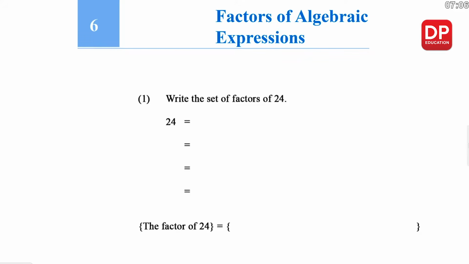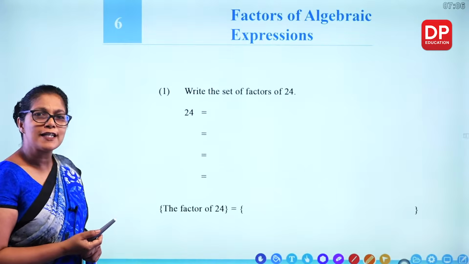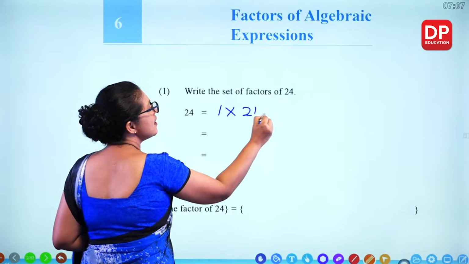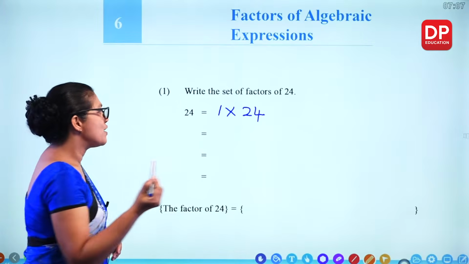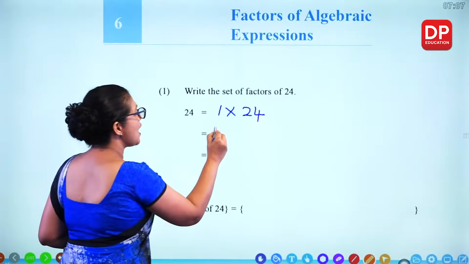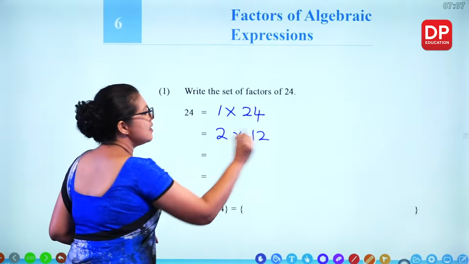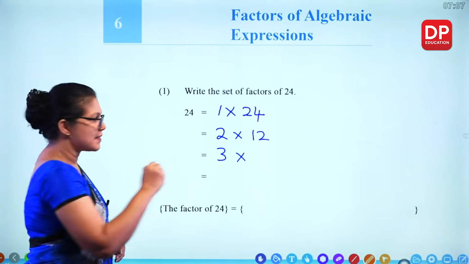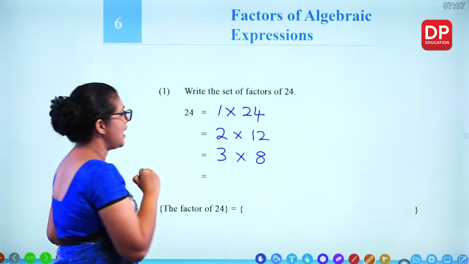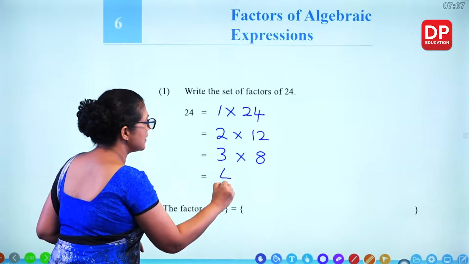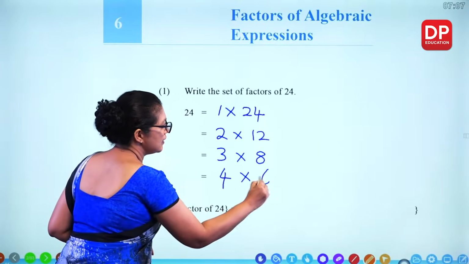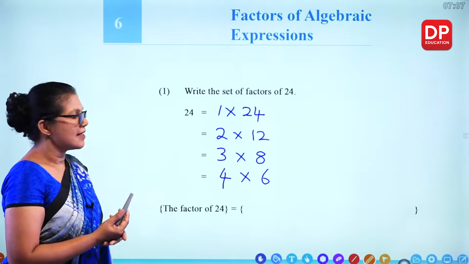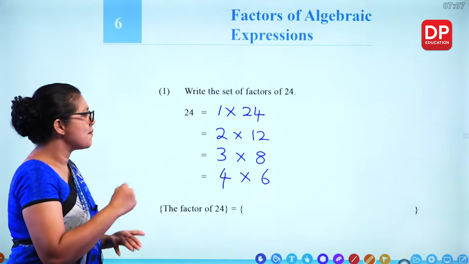Let's take number 24. What are the factors? Starting from 1, 1 times 24. Again, how can you write down 24? 2 times 12. 3 times, what's 3 times? 8. And 4 times 6. Do we have other factors? Again comes 6, 6 times 4.